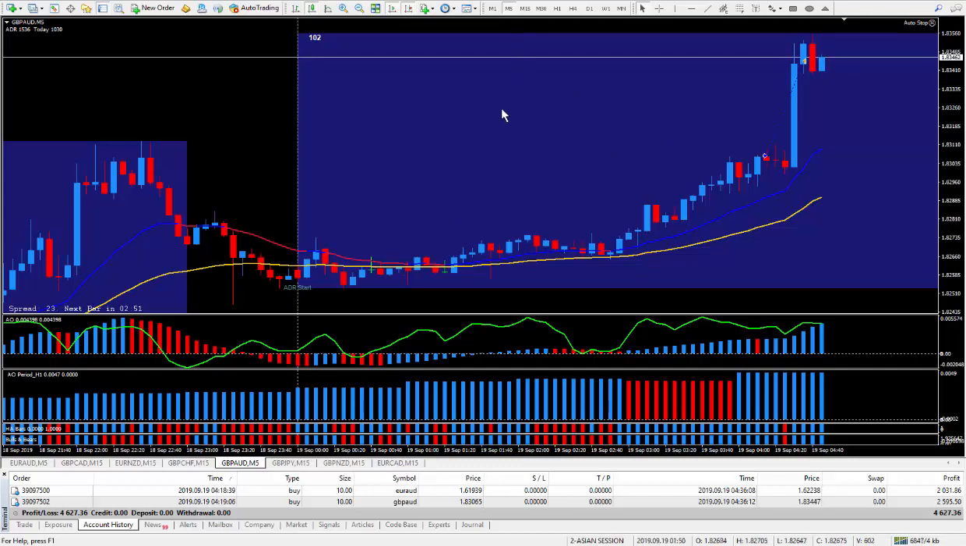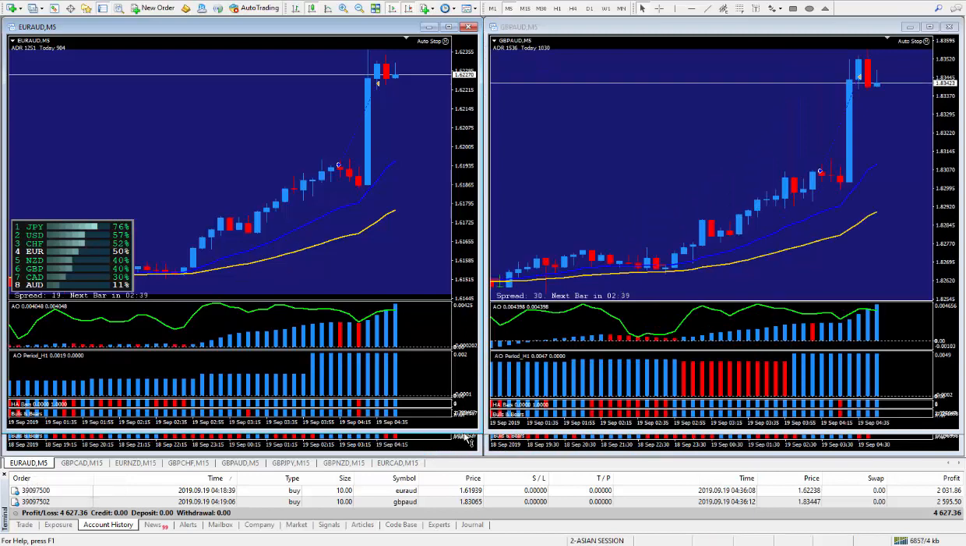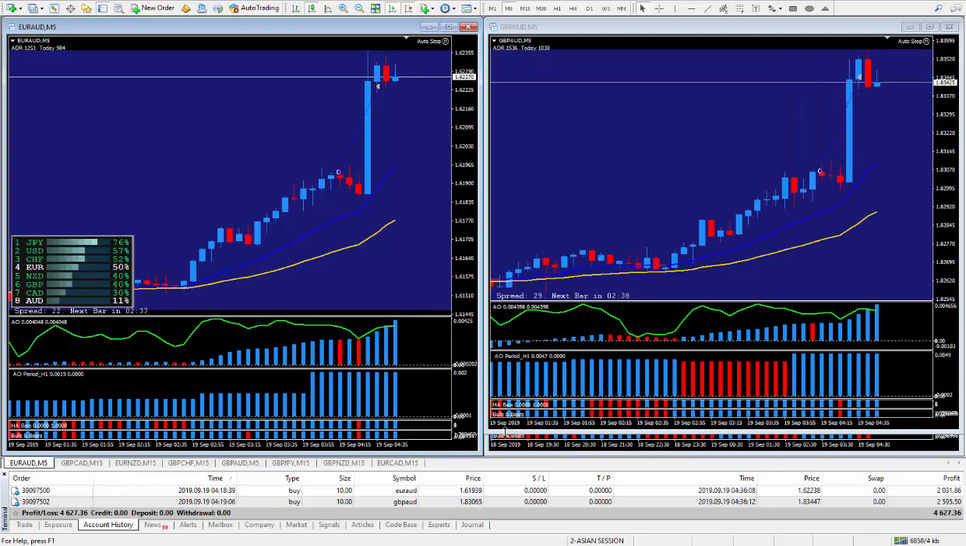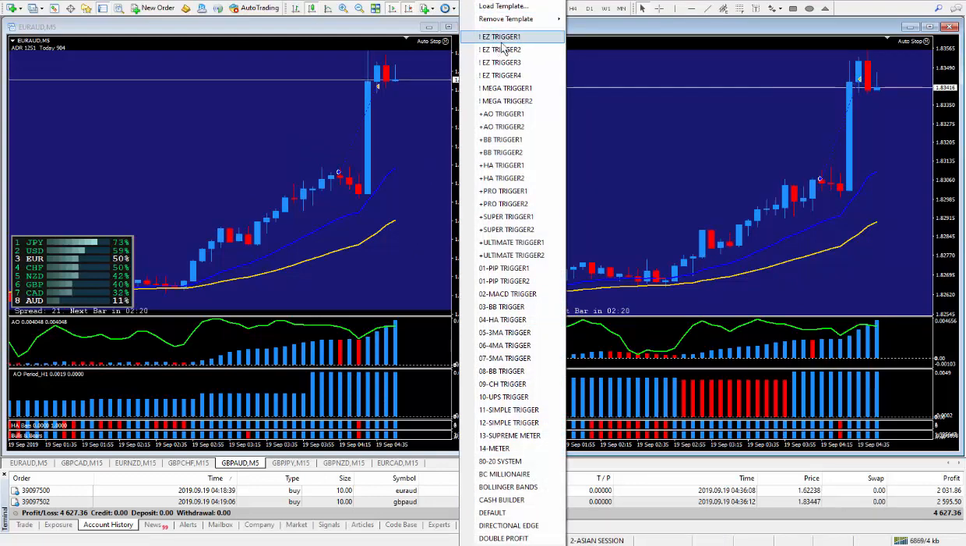I put both the euro and the pound Aussie on the 5 minutes, and actually in real time I was looking at it like this. This is what I was looking at, and both of them were screaming to buy. And as you can see, there's a lot of blue in here. And I was using the easy trigger.